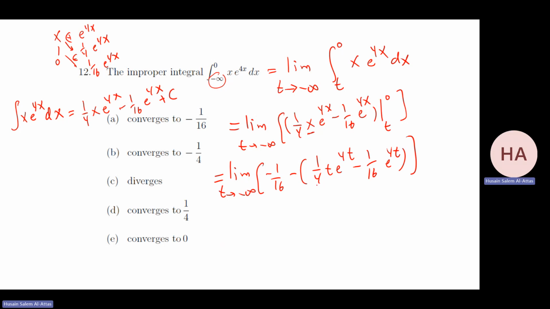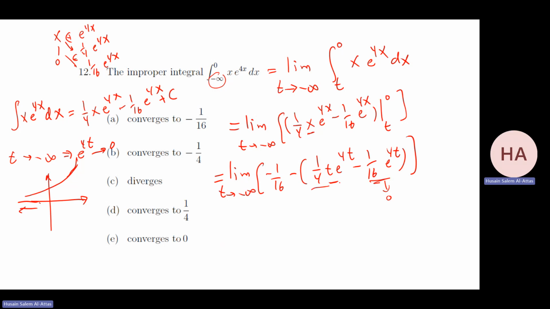If you have minus infinity, yeah, this is 0 times infinity. Be careful. This goes to 0, very clear. And if t goes to minus infinity, e to the power 4t will go to 0. I know it from the exponential function. So as t goes to minus infinity, this is going to 0.